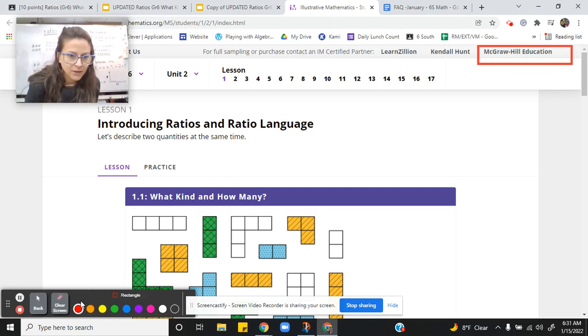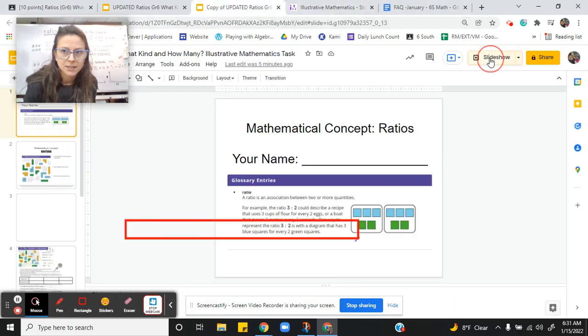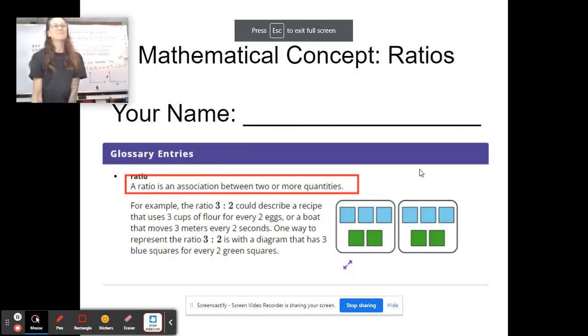Clear rectangle, clear screen, back, and here. Okay.